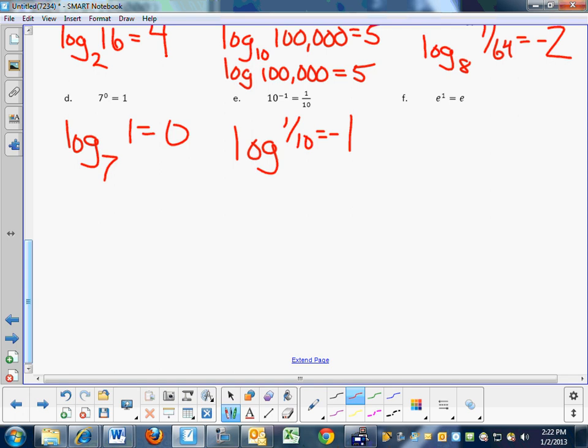And for f, instead of writing log, I would write ln, natural log, of e is equal to 1. Any questions there?